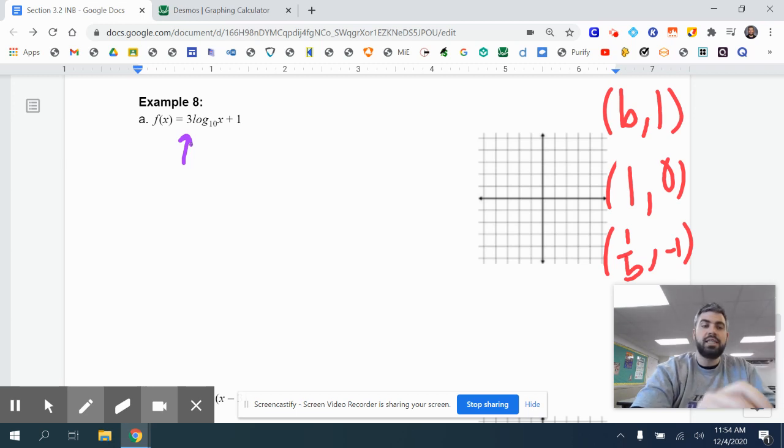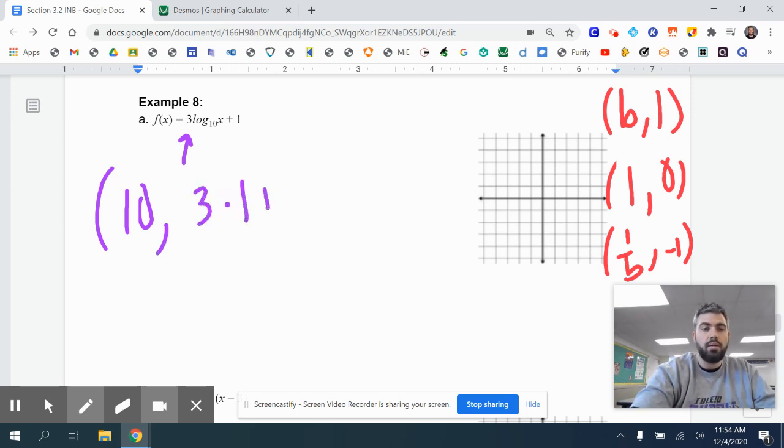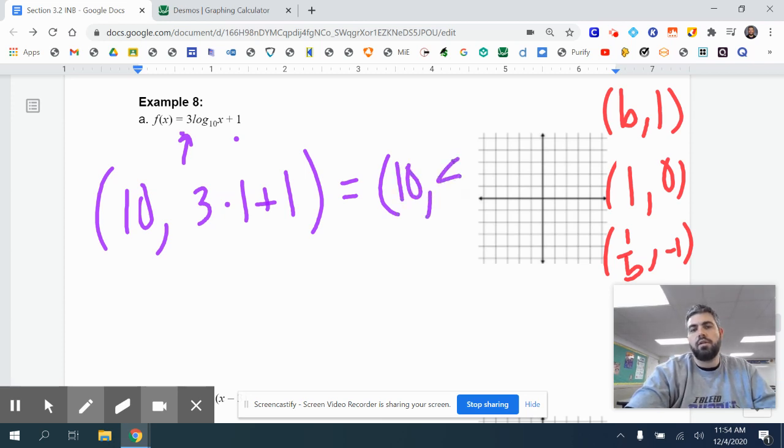Now the base for this one is 10, right? So I'm going to have 10, and then my y, which is 1, I'm going to take 3 times 1 plus 1. We said because it's times 3, and then we're adding 1 to it. So my new point that starts at 10 is actually going to be 3 times 1 is 3, plus 1 is 4. Okay, so that's an important point.